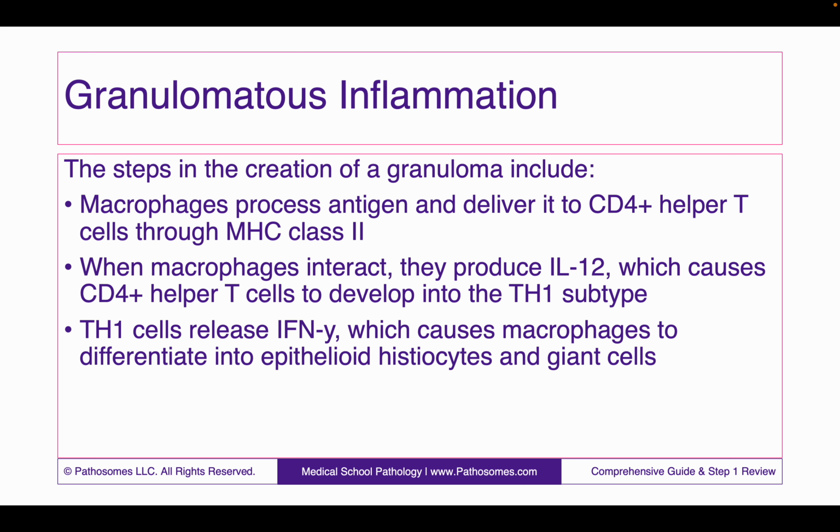The steps in the creation of a granuloma include macrophages processing antigen and delivering it to CD4 positive helper T cells through MHC class 2. When macrophages interact, they produce interleukin 12, which causes CD4 positive helper T cells to develop into the T helper 1 subtype. The T helper 1 cells release interferon gamma, which causes macrophages to differentiate into epithelioid histiocytes and giant cells.